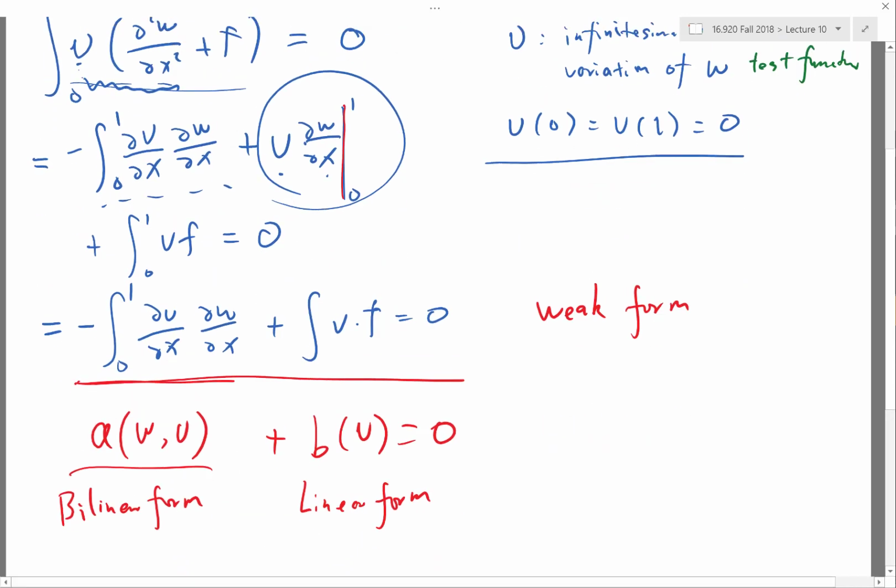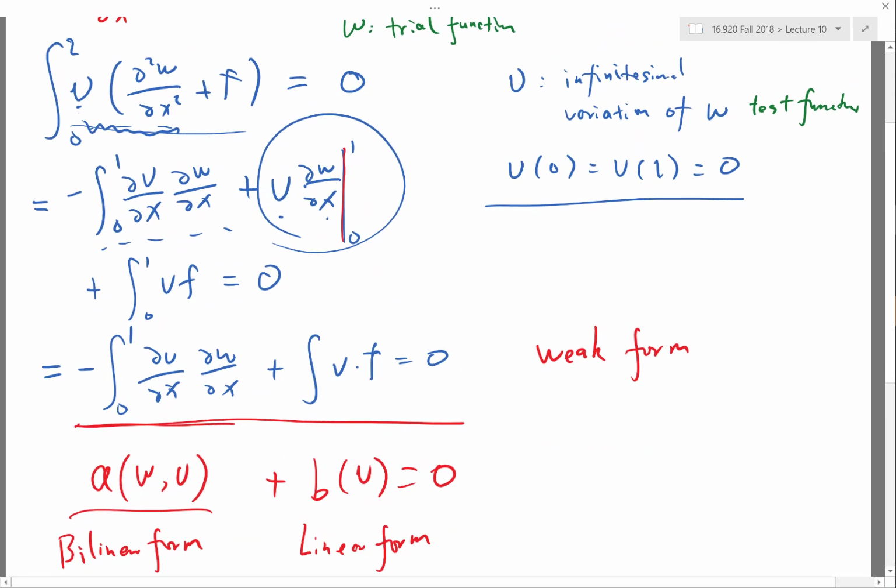Okay, so basically the bilinear form contains both the trial function and the test function. And the reason it's called bilinear is because A is actually linear with respect to both w and v. So if you fix w, just look at the integral of dv/dx times dw/dx. If you fix w, it is a linear function of v. If you fix v, it's a linear function of w, right? Which means if you double w, you double that bilinear form. If you double both v and w, you quadruple the bilinear form.